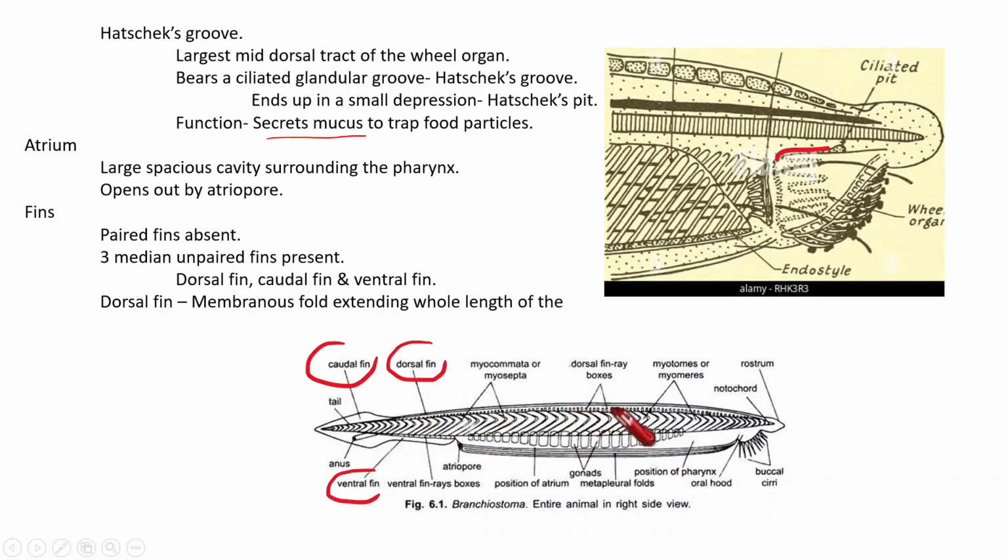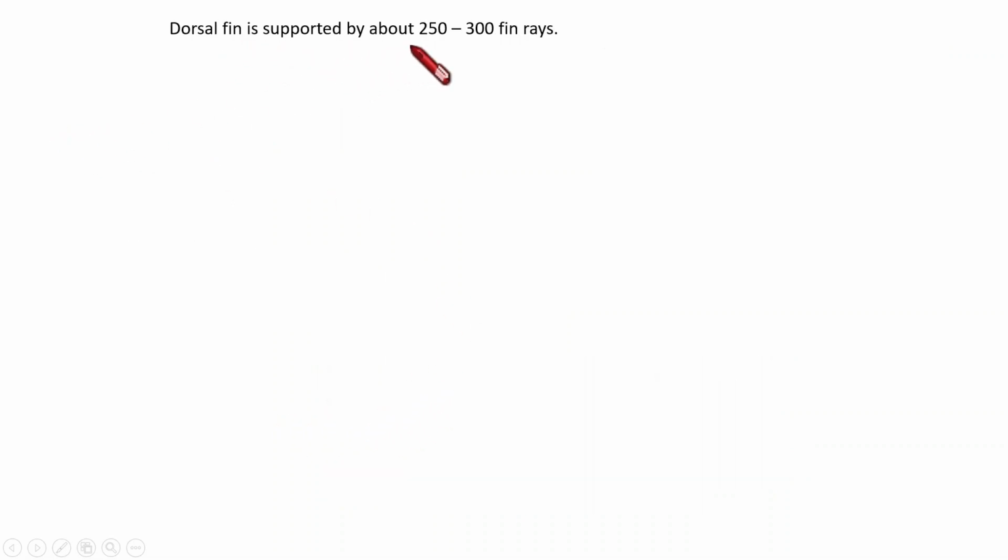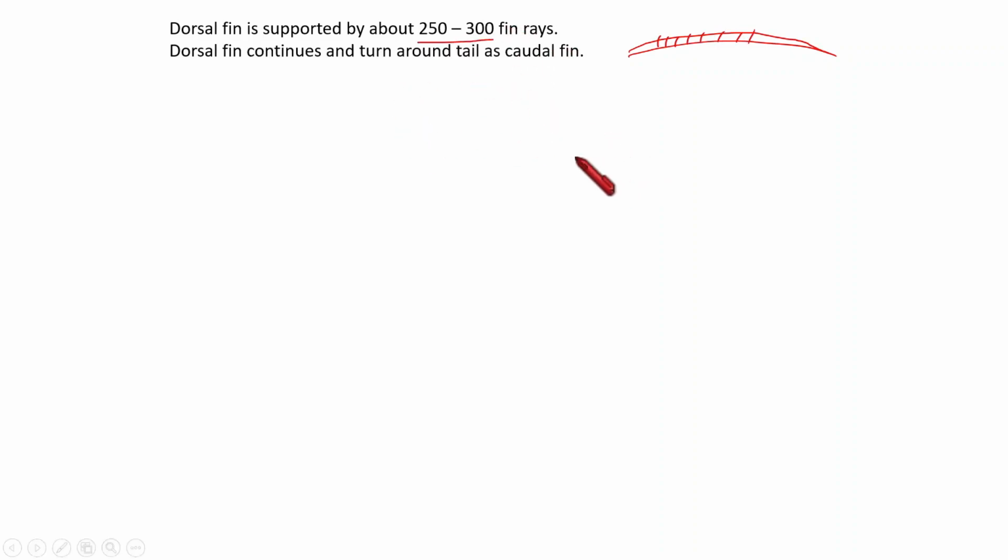This is the dorsal fin. It extends throughout. This is the caudal fin, and this one, the fin present under the body of the organism, is the ventral fin. This dorsal fin is a membranous fold extending the whole length of the trunk mid-dorsally. And the dorsal fin is supported by so many fin rays. From its anterior end to the posterior end, it is supported by about 250 to 300 fin rays.